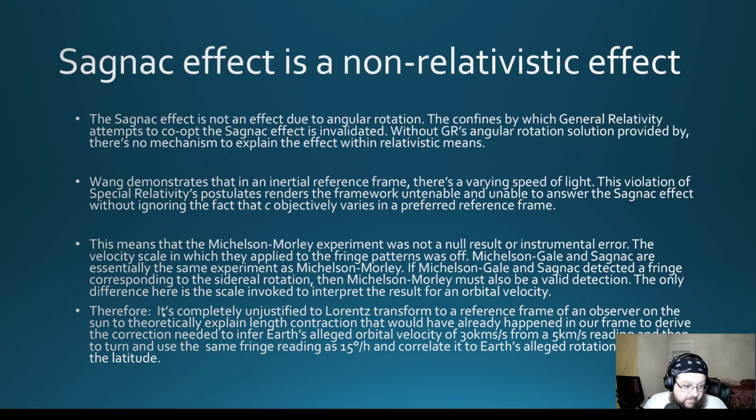Therefore, it's completely unjustified to transform into a reference frame for an observer on the sun to theoretically explain length contraction that would have already happened in our frame, to derive the correction needed to infer Earth's alleged orbital velocity of 30 kilometers a second from a 5 kilometers a second reading, and then to turn around and use the same fringe reading as a 15 degree per hour reading and correlate that to Earth's rotation relative to the latitude.